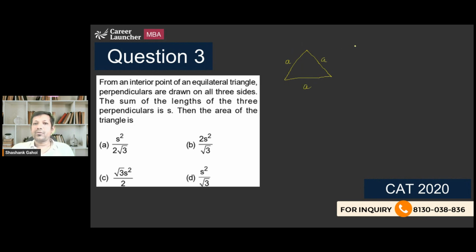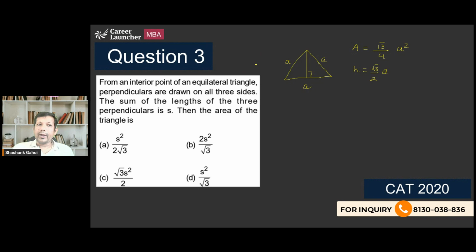So what is the area of this? That is going to be root 3 by 4 times A square, where A is the side. We know the area. And what is H? H is given to us as root 3 by 2 times A. That we also know.